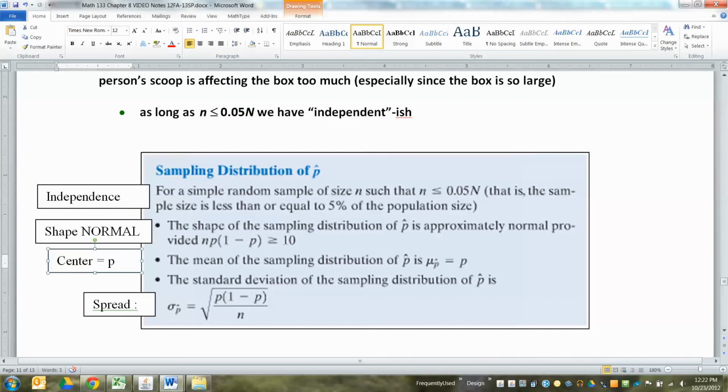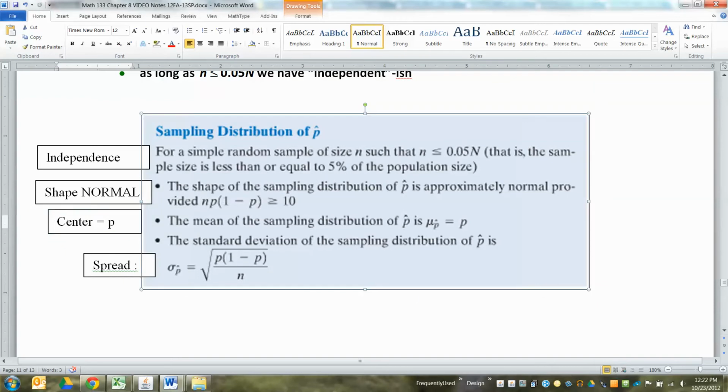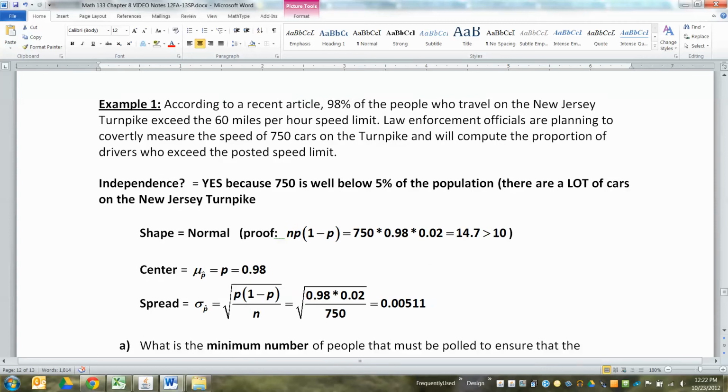Now, all of this is a pretty ugly box, so you better put it right on your note sheet, right? No need to memorize it, you just have to know how to apply it. And these calculations right here, like for example, if I gave you p, you should be able to find this with just a calculator, right? All right, so let's do an example.